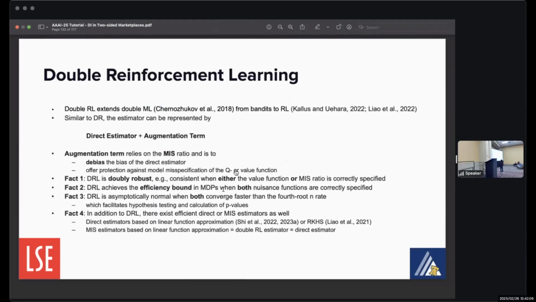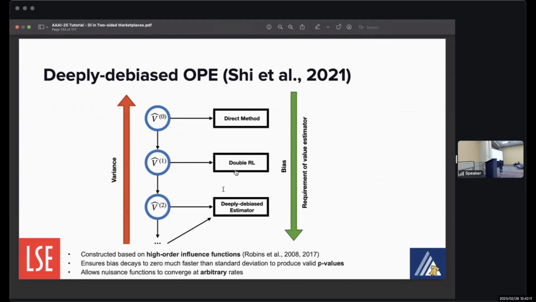So far we have talked about how to produce point estimators for the average treatment effect, but less has been considered regarding uncertainty quantification. Here's a follow-up work for the double reinforcement learning estimator, where we propose deeply debiased policy evaluation methods. The goal here is not only to provide the point estimator, but to produce a valid uncertainty quantification so that we can produce valid p-values for the purpose of A/B testing, for the purpose of hypothesis testing.